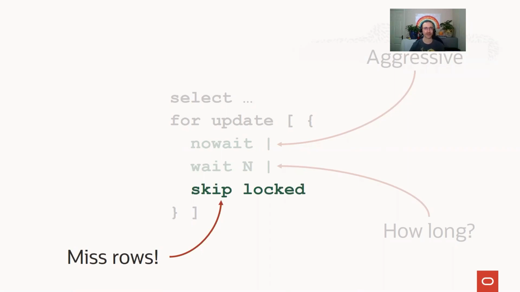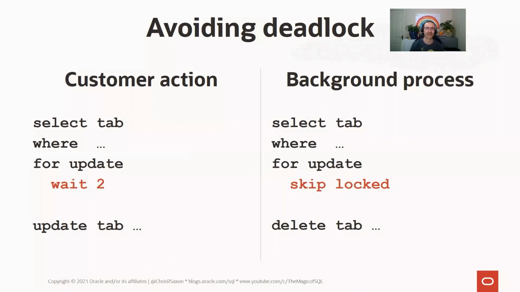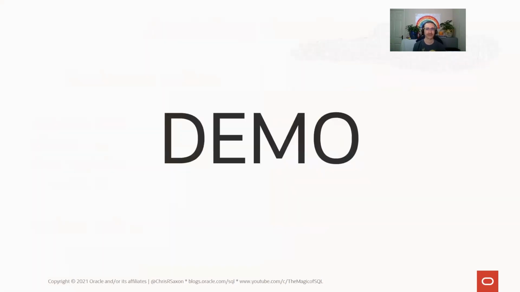It's kind of restartable background processes, really. So generally, for customer-facing actions, you probably want to wait a short period of time, a couple of seconds, again, figure out for your application. Background processes, you might want to do a no wait, you might want to wait, you might want to skip locked, exactly. Depends how long, depends on what it is you want to do.